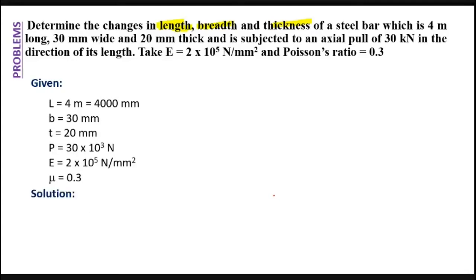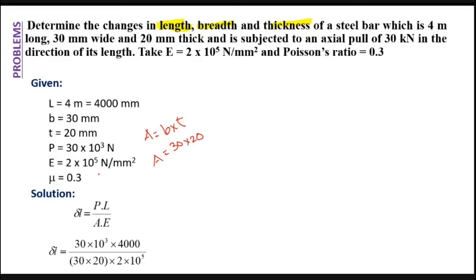Okay, first let us go for our usual formula, del L, which is PL by AE. So your force P is 30 into 10 power 3. Your length L is 4000. Your area, which I am going to identify, in this case is breadth into thickness, right? Which will be equal to 30 into 20, right? That will be my area. And your Young's modulus is also given. So to substitute all these things, we will identify what is our del L. So now I got my del L, which is 1 mm. So this is our usual case.